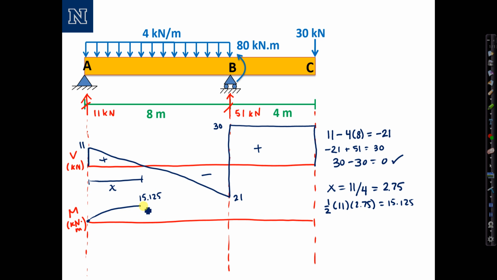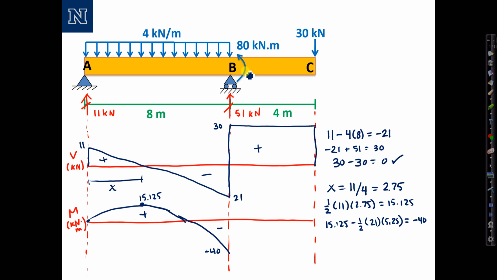Okay, now I know the diagram, having reached its max, is going to come down here to some value. Let's calculate that value as the value at the max, 15.125, minus the area of this triangle, which would be 1/2 times 21, its value at the end, times the length, which is going to be 8 meters minus 2.75, or 5.25 meters, which is negative 40. So this comes down here to negative 40. Sorry, I usually just put the values. This is positive and this is negative.